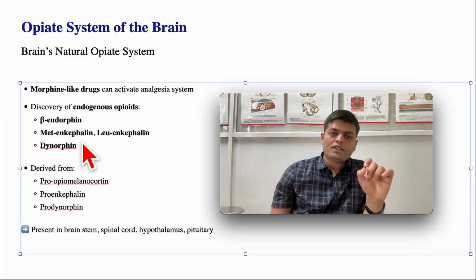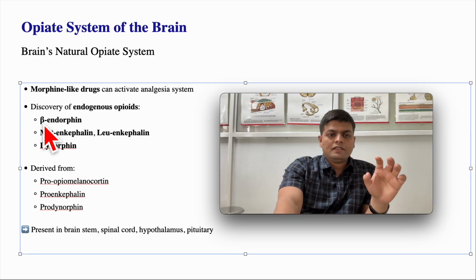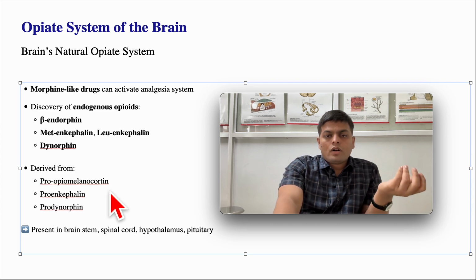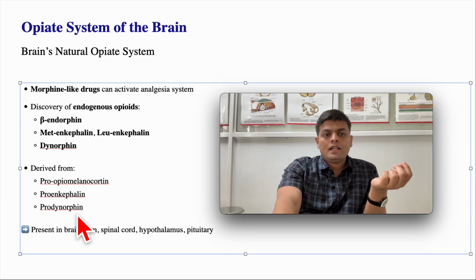Here it's worth mentioning that all these chemicals are derived from few large protein molecules like pro-opiomelanocortin, pro-enkephalin, and pro-dynorphin.